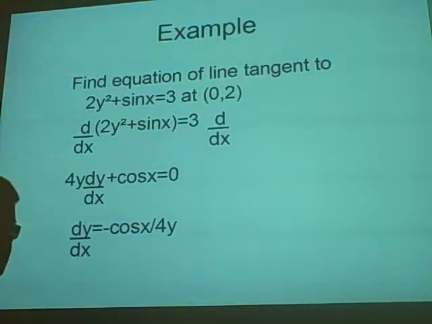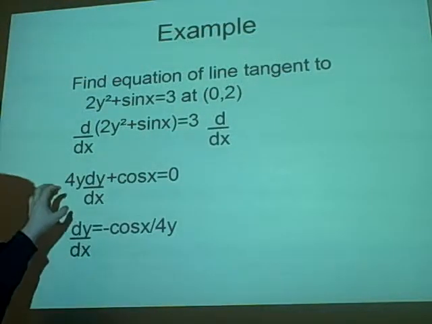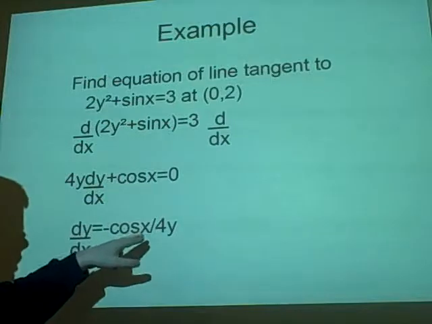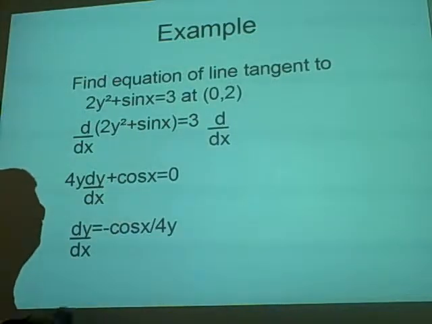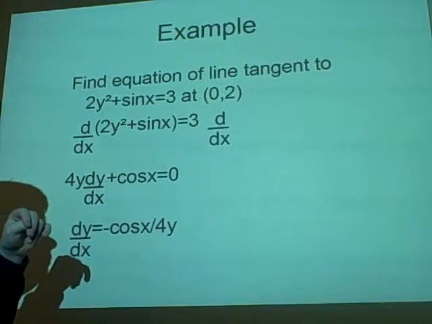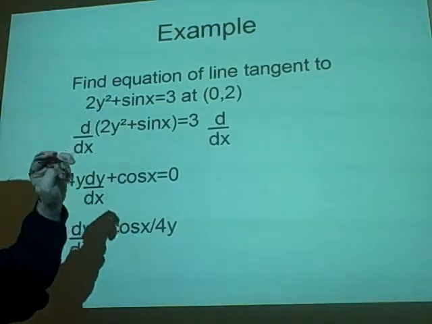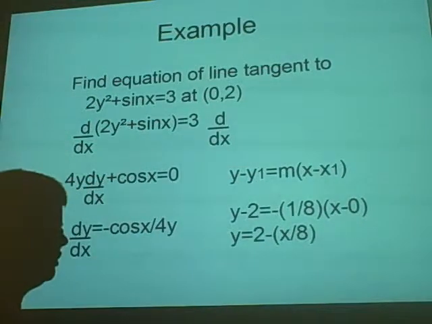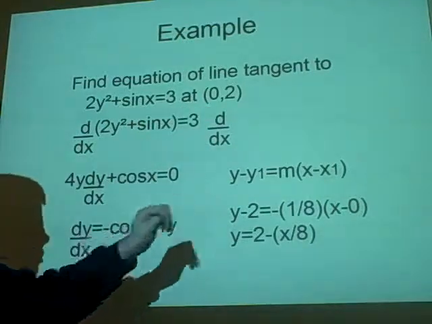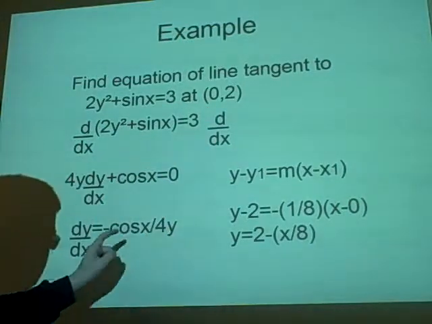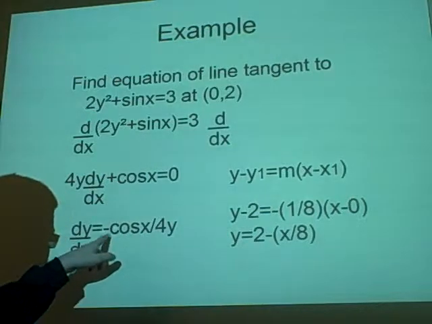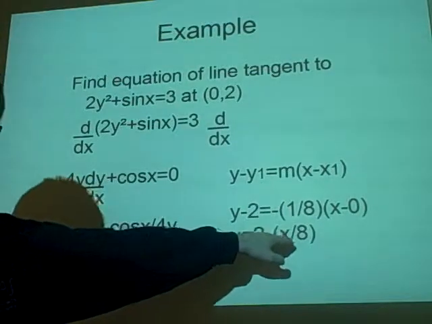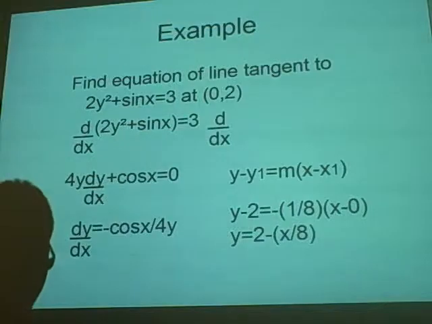So then we do a bit of a rejig, move cosine over, move the 4y under, and you'll get dy over dx equals minus cosine x over 4y. Now, you should remember this from A level, the equation of the line is y minus y1 equals m times (x minus x1). We put our values in, 0, 2, into here. Cosine 0 is 1, so we get minus an eighth. And then we rearrange it to get y on its own, so we get y equals 2 minus x over 8. And I think that's the last slide.